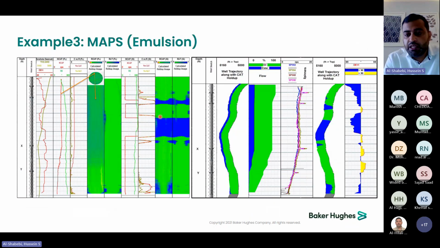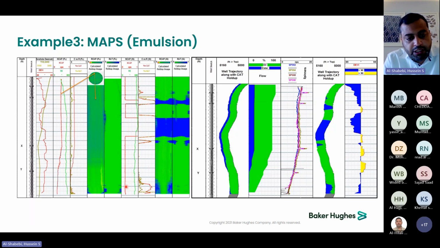The next example, again, is for emulsion, just to highlight the advantage of the capacitance over the resistance measurements. I will highlight only the important tracks over here. Over here we are having the capacitance response of one sensor only in flowing condition, and in this track it is in shut-in condition.